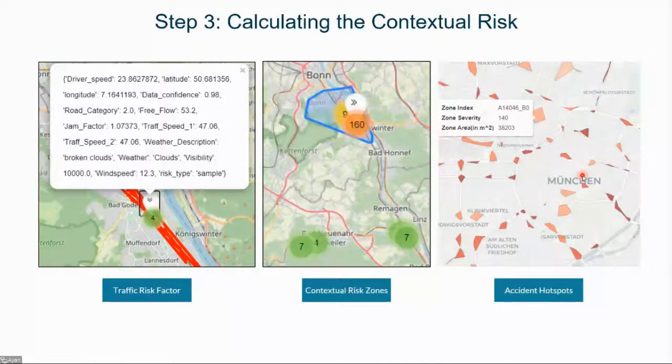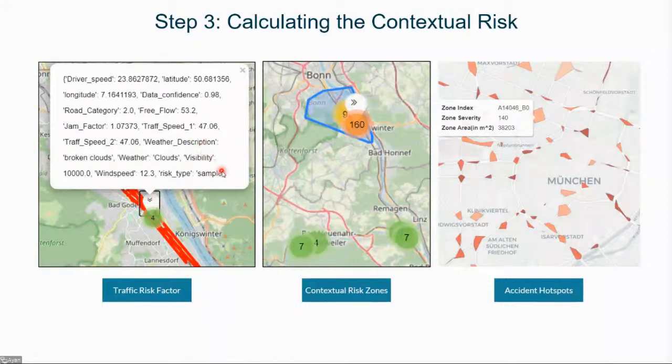For example, at every event we have a set of data related to traffic. We have road category data, where road category 1 basically means motorways, 2 means major city roads, and things like that. What is the free flow speed? What is the jam factor, which represents traffic density? The traffic speed, the multiple kinds of traffic speeds that we get, and weather description, whether it's broken clouds or rainy, and visibility and wind speed. These are the data points that we collect for every event and then assess further.